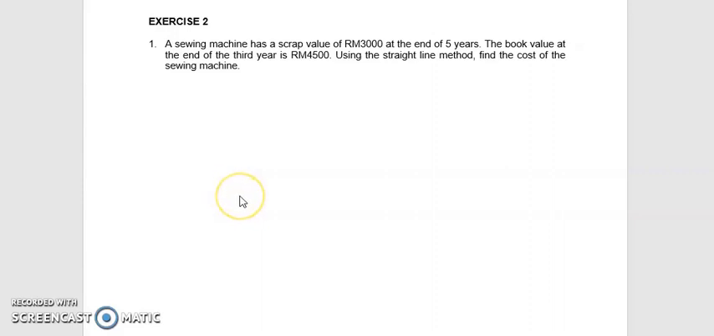Okay, now look at this exercise 2. Check question number 1 here. A sewing machine has a scrap value of 3,000 at the end of 5 years. So this is scrap value. Useful life 5 years. The book value at the end of third year is 4,500. So this is BV3. Okay, BV3 equal to 4,500.